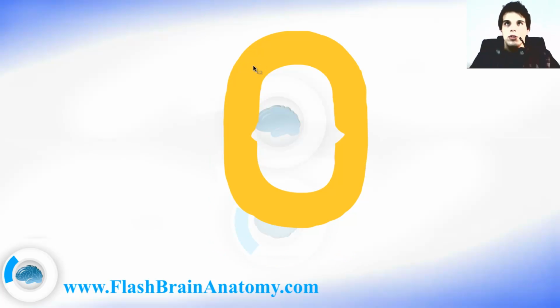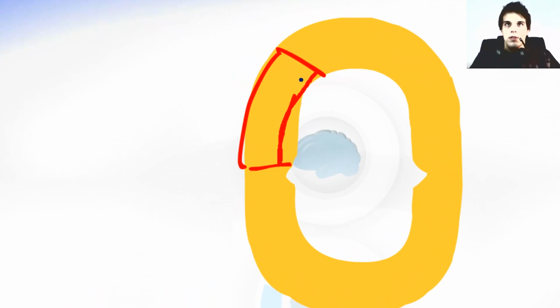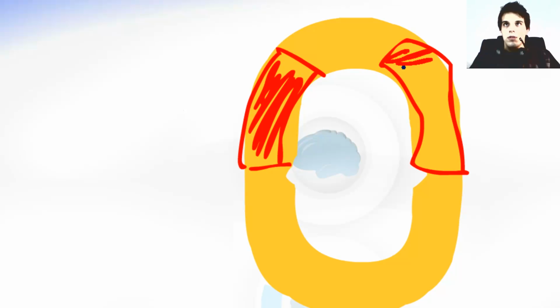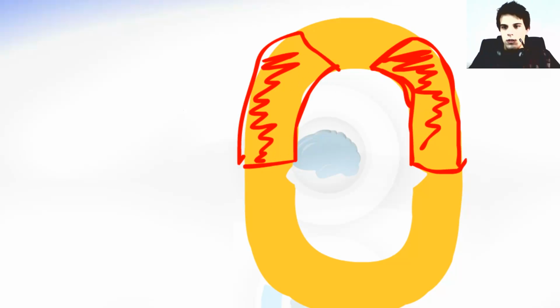Okay. The dorsal part contains the alar plate. That's over here. While the ventral part contains the basal plate, and that's over here. The basal plate is important for motor functions of the brain.